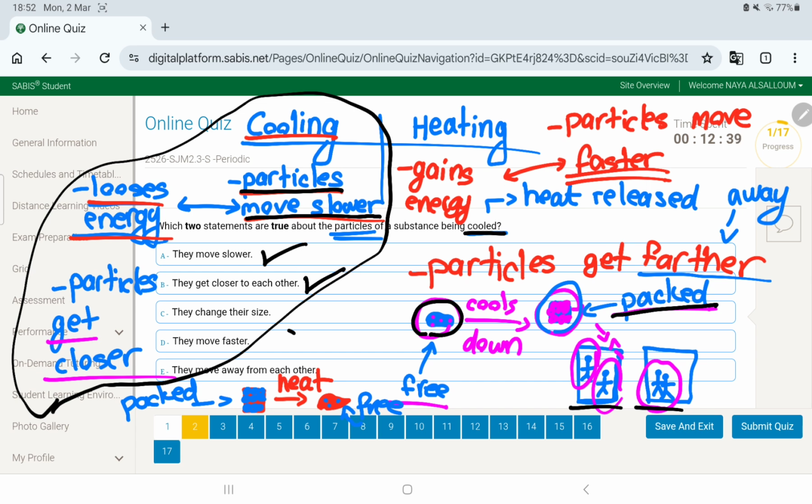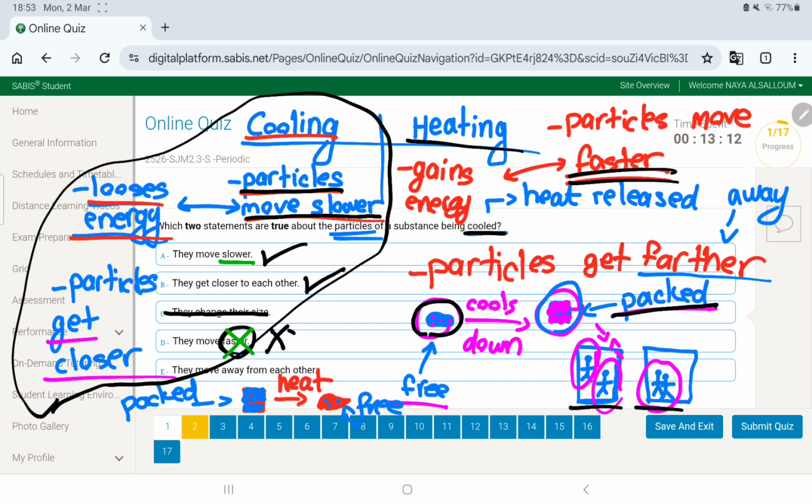Change in size, it doesn't relate. So no. What did we say? When something moves faster, it's getting heated, right? So the particles, they move faster, in heating, not in cooling. So don't confuse them. Either way, here we already ticked slower. So faster here is for sure wrong. And let's see the last option. They move away from each other.